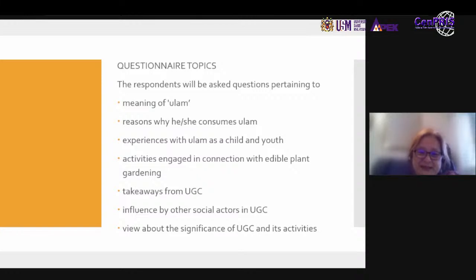And then the questionnaire topics, basically, they will be asked, what do you think is the meaning of ulam? What do you think ulam is? Why do you consume ulam? What are your experiences with ulam growing up? What activities are you engaged in connection with edible plant gardening? What do you take away from this urban gardening? That means this WhatsApp group lah, and your interactions with this WhatsApp group. And then are you influenced, who do you think are important, to try to find out what is the influence of other social actors. And then what do they think about the significance of this group and its activities.